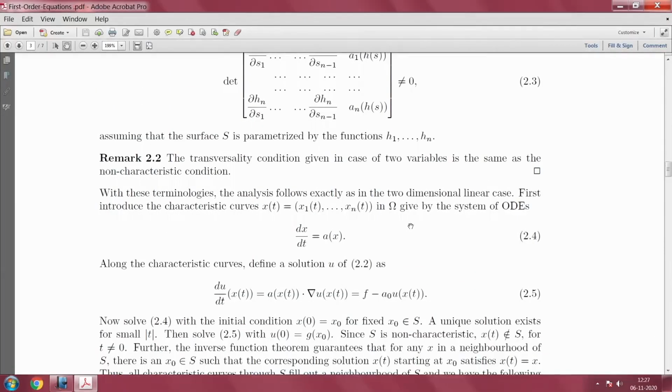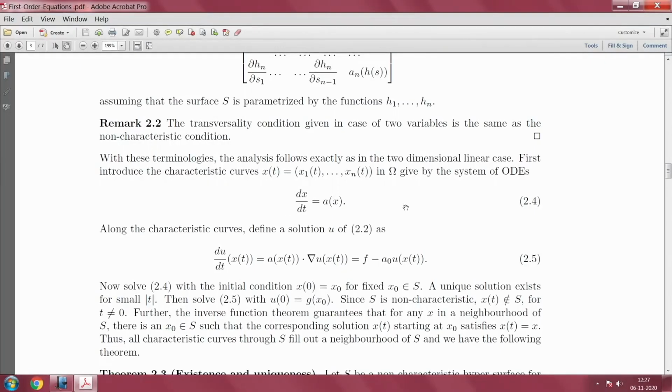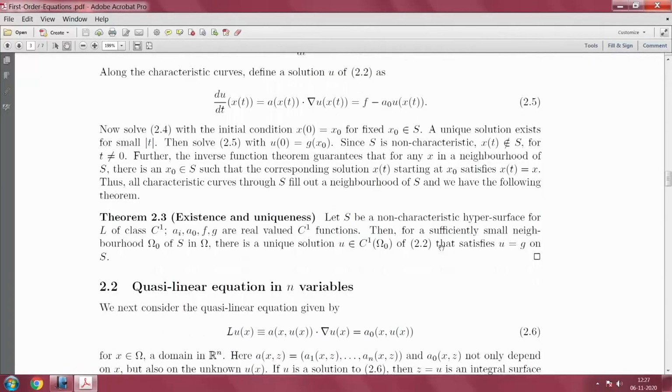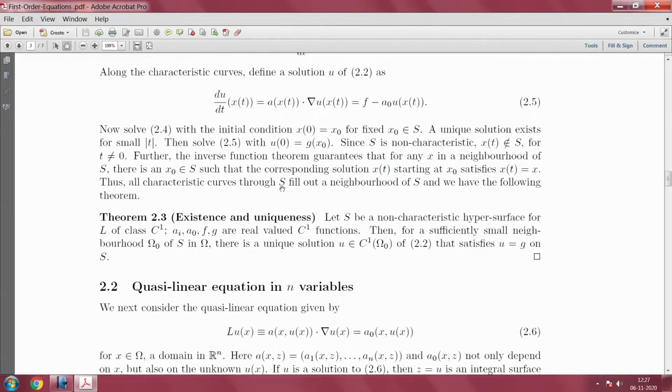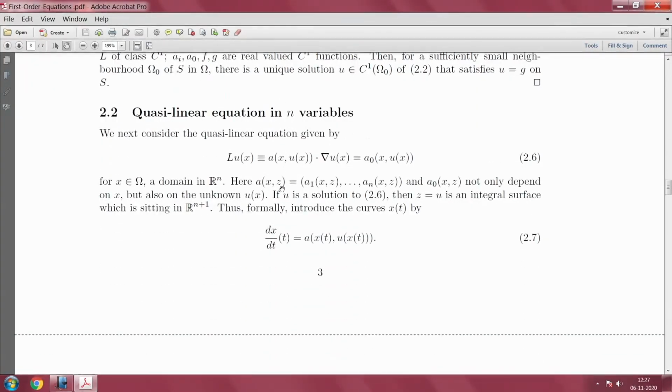Okay. And then you just form these characteristics, and the given differential equation also is converted into an ODE on the characteristic, and you show that you can solve all these ODEs, and then again you get back your solution using the inverse function theorem, using the non-characteristic condition. Okay.